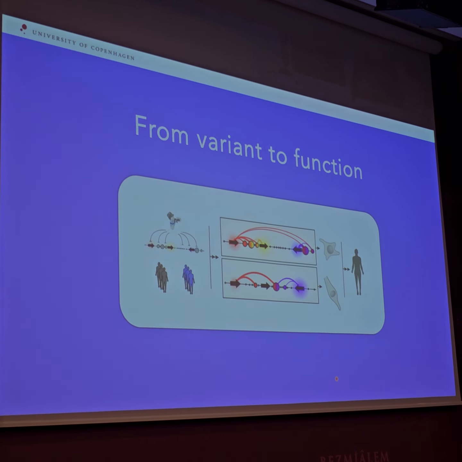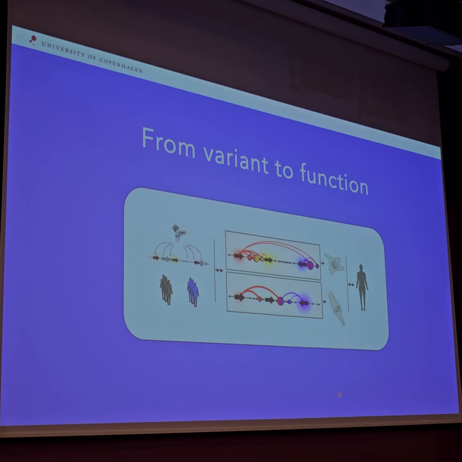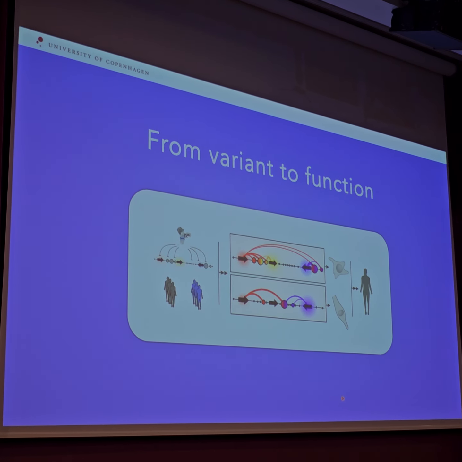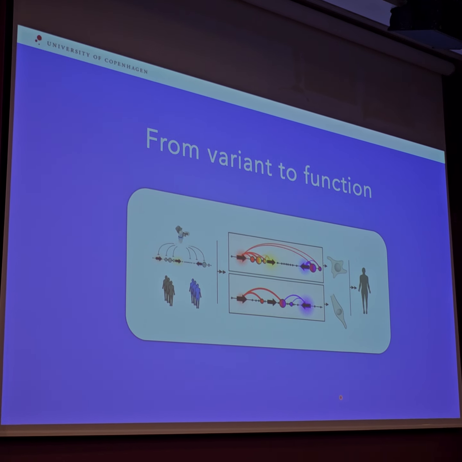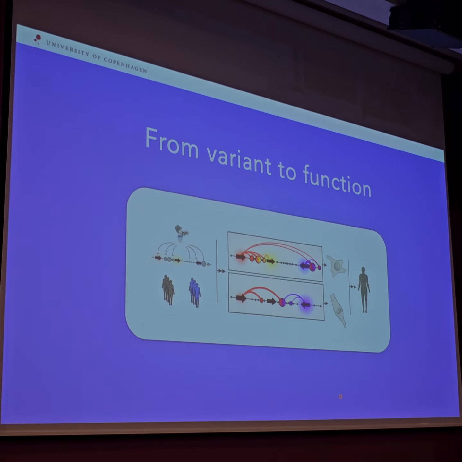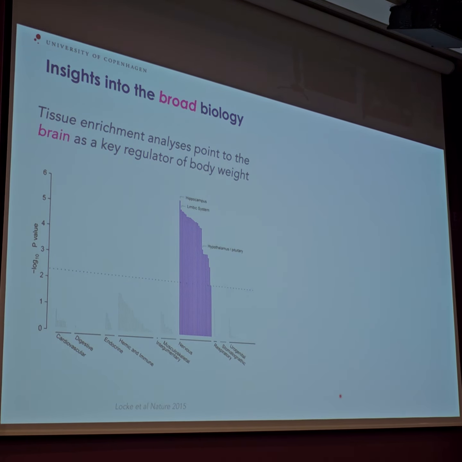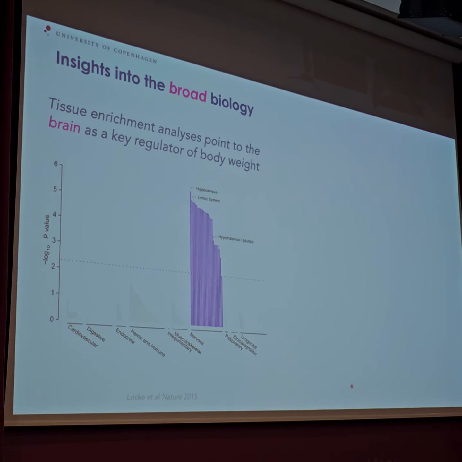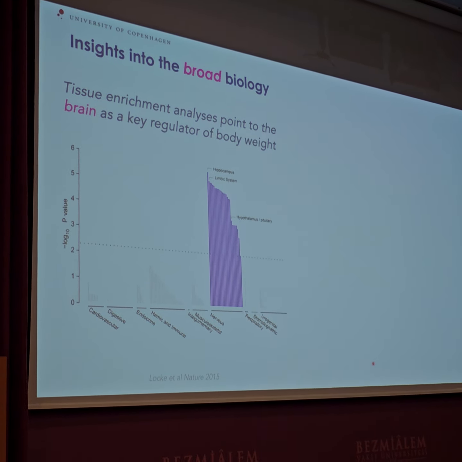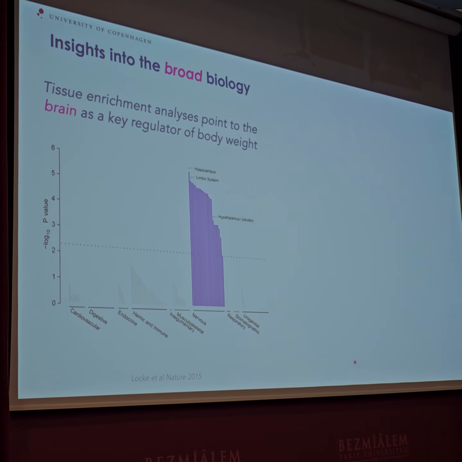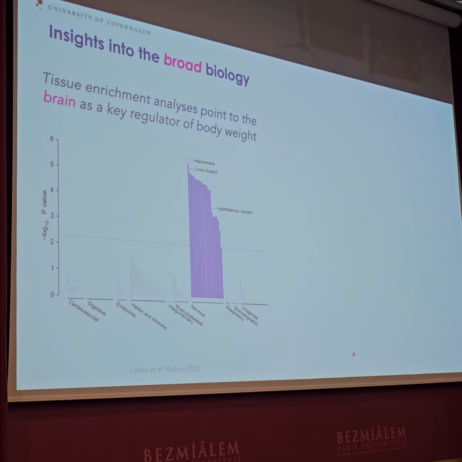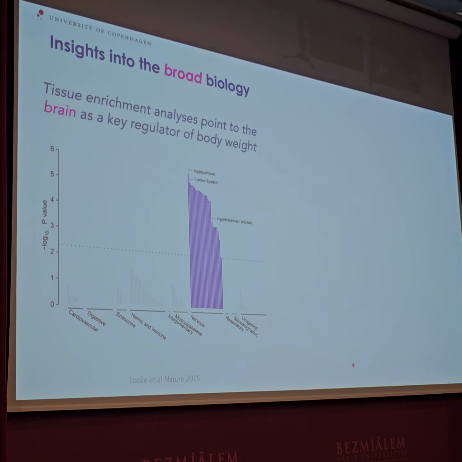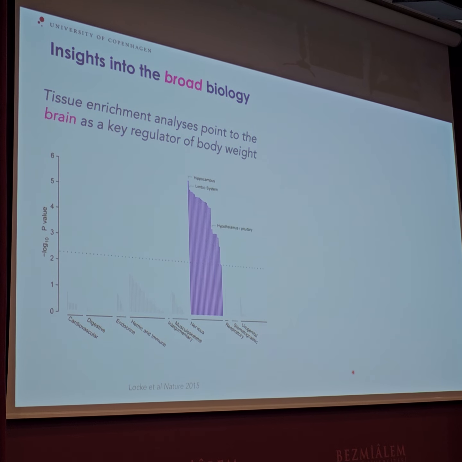So a big challenge is, of course, the variant to function translation. How do you learn more about biology from GWASs, not only of this last one, but also of the previous ones? So that's been a major challenge. So in general, we know that genes within BMI-associated loci, if you compare them with genes outside the loci, are enriched in the brain. That's something that's consistent with what we know from monogenic forms of obesity. But then the actual translation from variant to gene to function has been lagging.